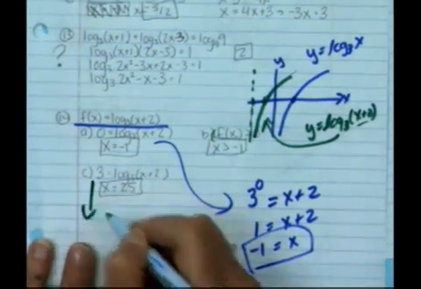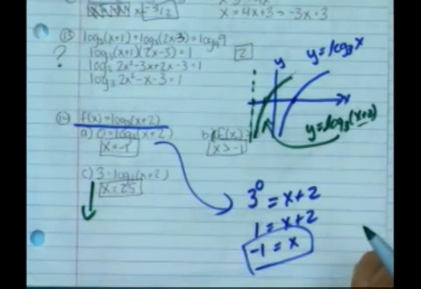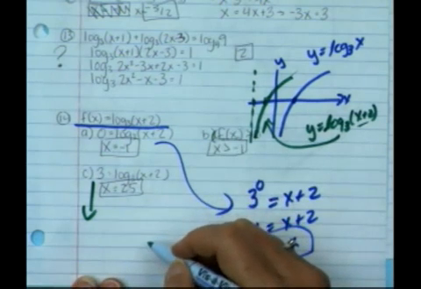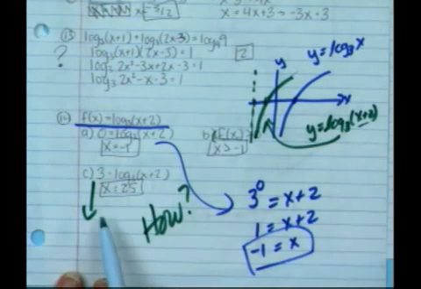And C says set the function equal to 3. Not quite sure how you're doing this so fast without showing all your steps, and on the test I'd go, how? I probably wrote that on some of your tests already, hadn't I? I would go, how'd you do this? Okay, so how did you do this?